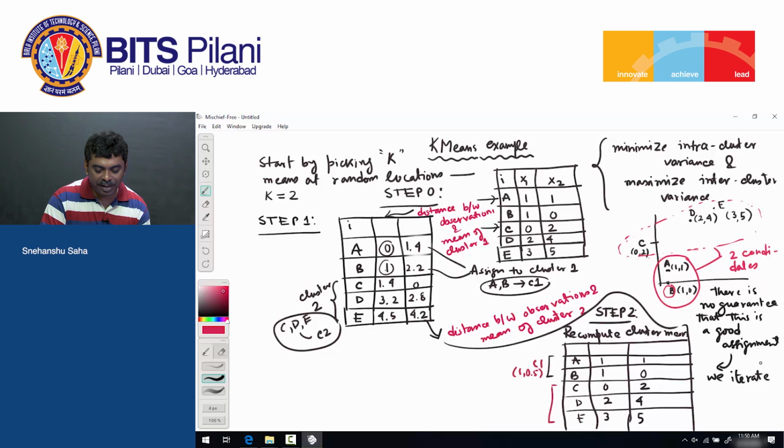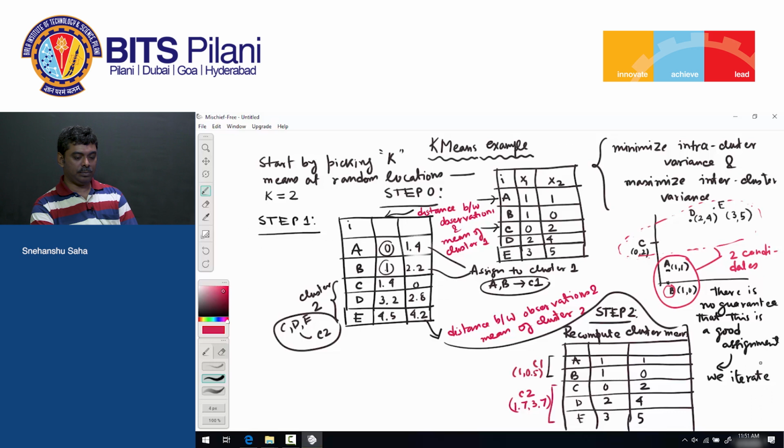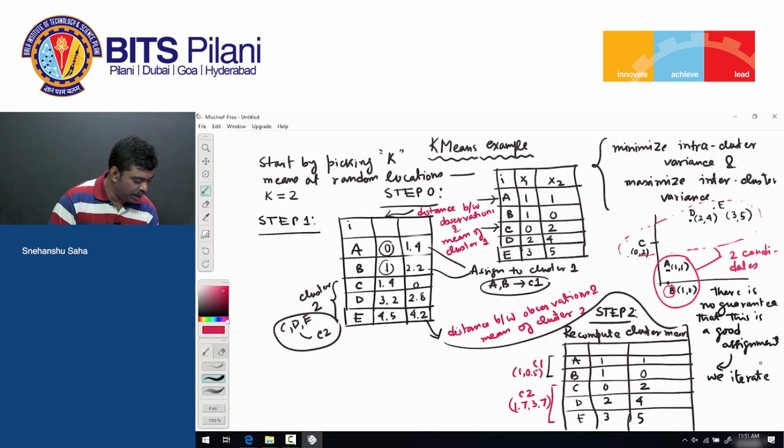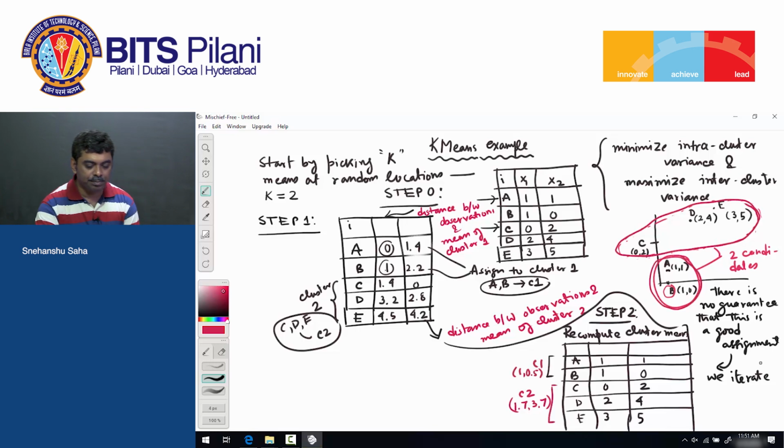It's simple: 5 divided by 3, which is 1.7 approximately. 2 plus 4 is 6, plus 11... so 11 divided by 3 is about 3.7. So the second cluster has a recomputed mean of 1.7 and 3.7. And therefore I go back; this is my one cluster and this is my other cluster. What do I do next?